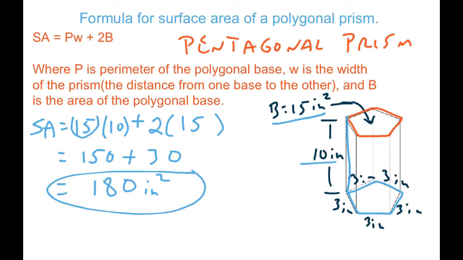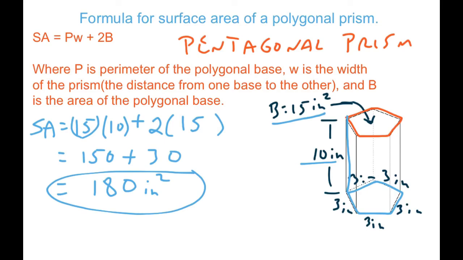If it's a rectangular prism, 2 times the length times the width, plus 2 times the length times the height, plus 2 times the width times the height. Or think of it as the area of each of those 6 faces. Triangular prism, it would be surface area is the perimeter times the width of the prism plus 2 times the area of the base, or think of it as the area of the 3 rectangles, and then plus the area of the 2 triangles. This is just a formula to help you with that.